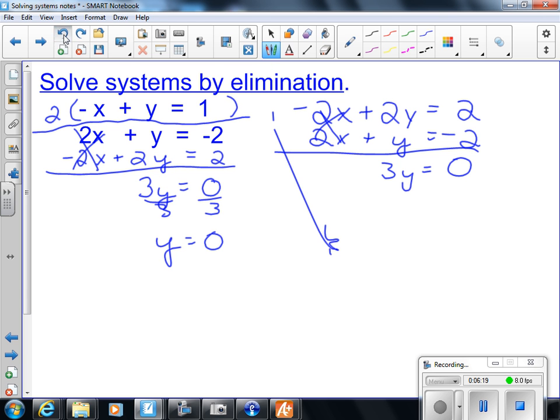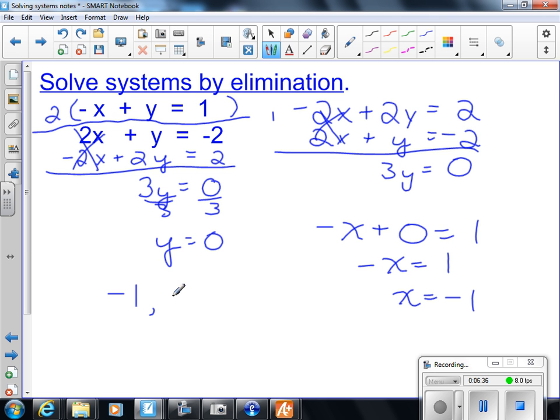Let's get rid of that line if I can. There we go. Negative x plus 0 equals 1 because I want to substitute that 0 in for the y. So I have negative x is equal to 1, but what's x equal to? Negative 1. So my ordered pair, my solution to this system is negative 1, 0.